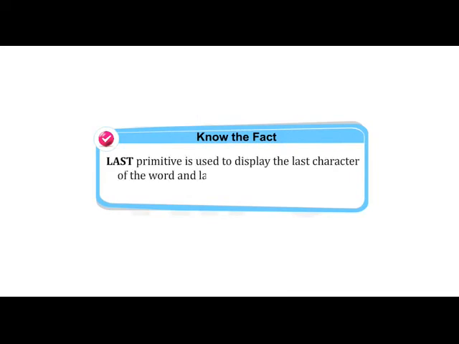Students, note the fact that the last primitive is used to display the last character of a word and the last word of a sentence. For example, God is great. Great.